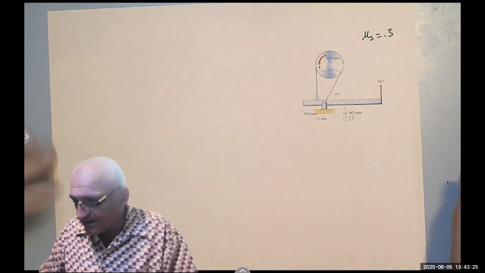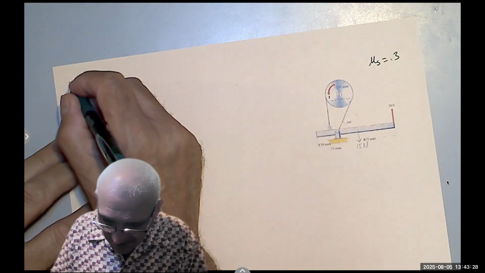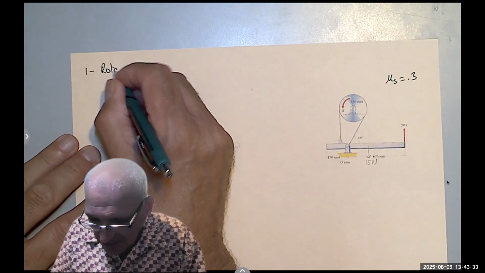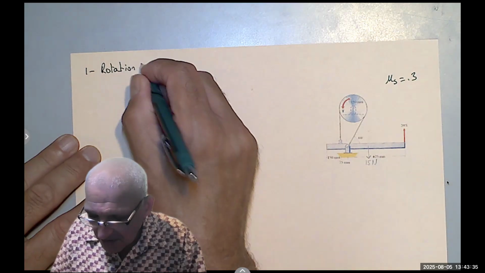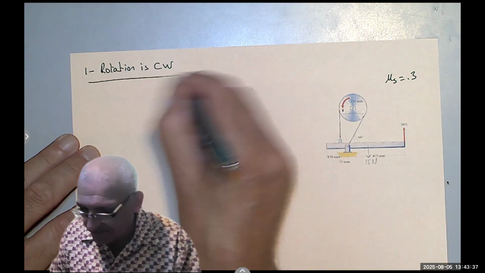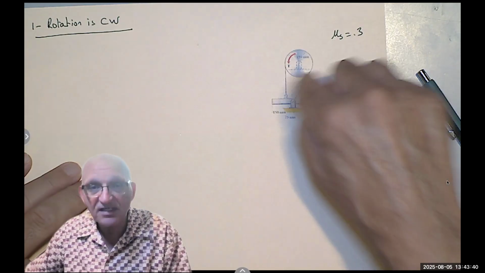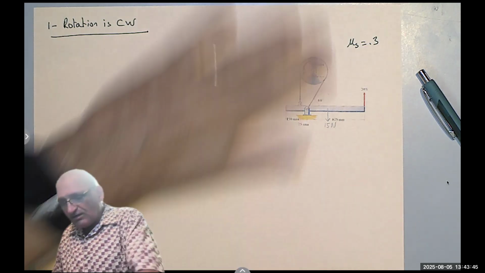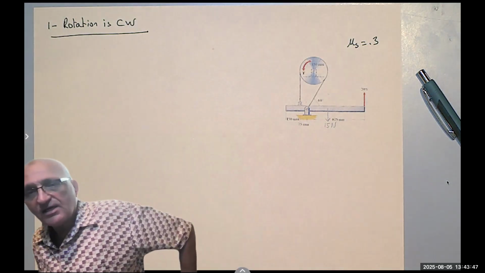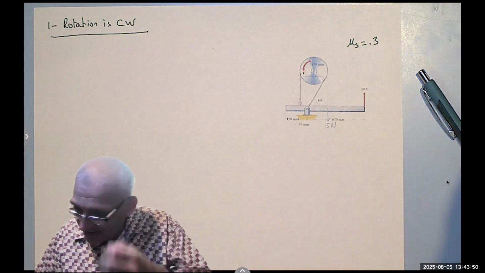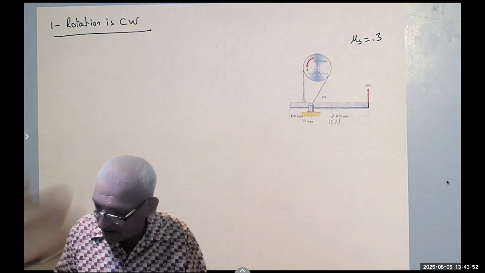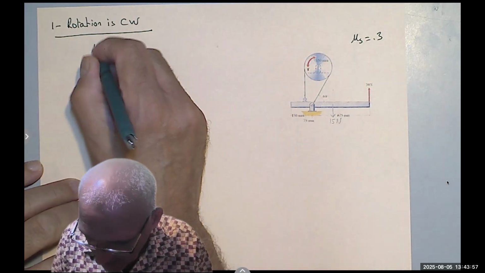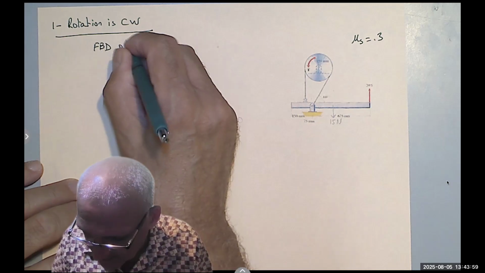So first of all, we can assume something. Part one, or part A, rotation is clockwise. Okay, so this band brake, or the pulley, is rotating clockwise. Before solving clockwise or counterclockwise, we can consider the free body diagram of the handle.